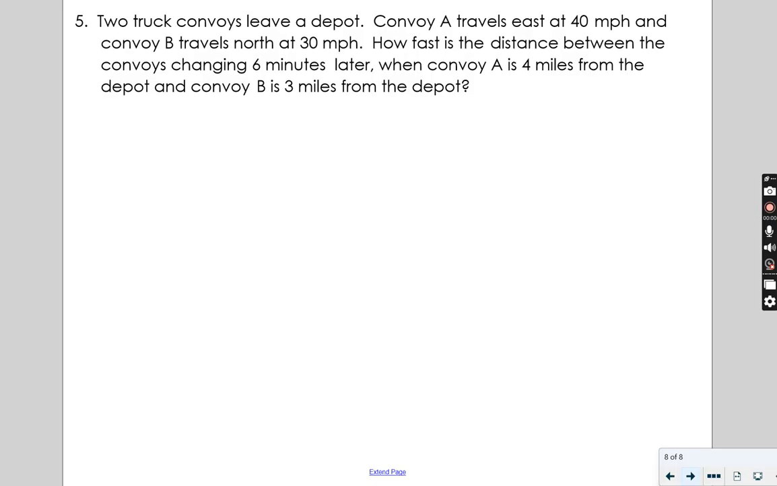All right, I'm gonna go over this one real quick, guys. Did we figure out the picture? Okay, so we had convoy A goes east. Convoy B goes north. So A, B.